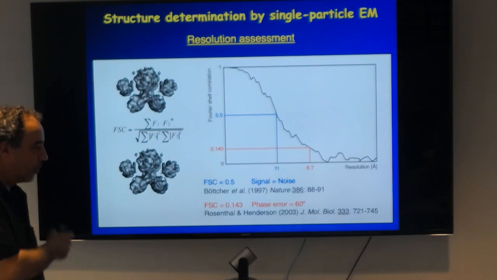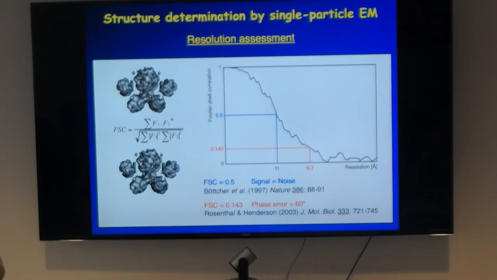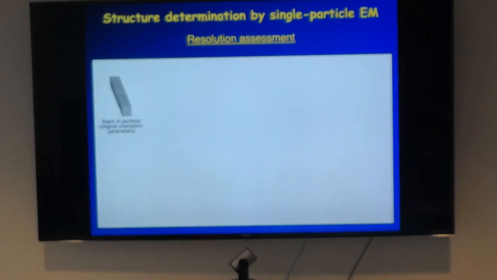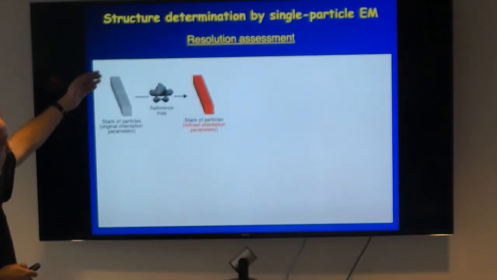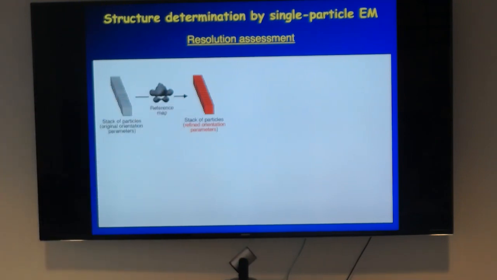But there was a big problem with that, and the problem is that this value only works if the two maps that you compare are totally independent of each other. And this is not what happened. People have never calculated independent maps. What people really have done is they started with a stack of particles. They had a reference map, and they refined all the images against this reference and assigned new orientation parameters to your images. You created a new refined map, and this became your new reference map, and you kept going. So all the images were always refined against the same.